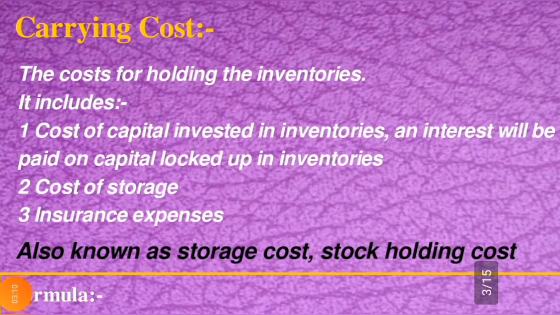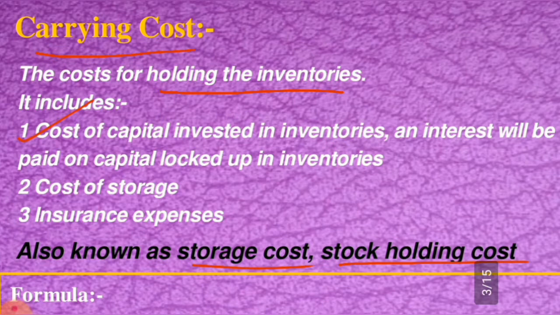Okay, now, what is carrying cost? From its name, we can understand the cost incurred in carrying the materials, that is, in storage, right? So, the cost for holding the inventories is known as carrying cost, or you can say storage cost, stock holding cost. These are other names of carrying cost. Now, what does it consist of? It includes cost of capital invested in inventories. How? An interest will be paid on capital locked up in inventories.